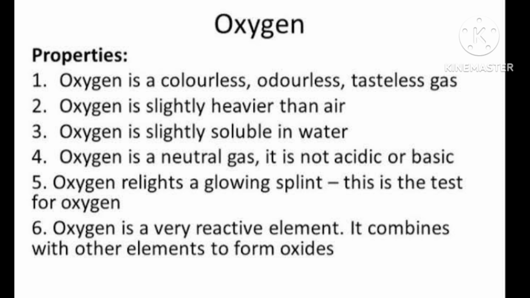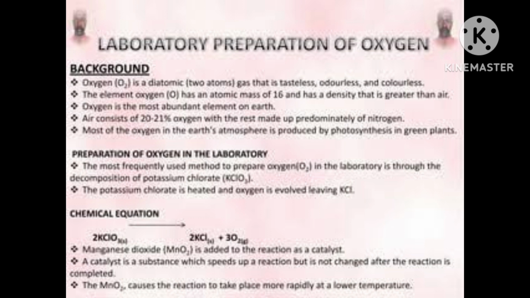Again I am telling you, industrially dioxygen is obtained from air by first removing carbon dioxide and water vapor. After that, the remaining gases are liquefied and fractionally distilled to give nitrogen and oxygen gas. Now I am telling properties of oxygen gas. Dioxygen is a colorless and odorless gas.